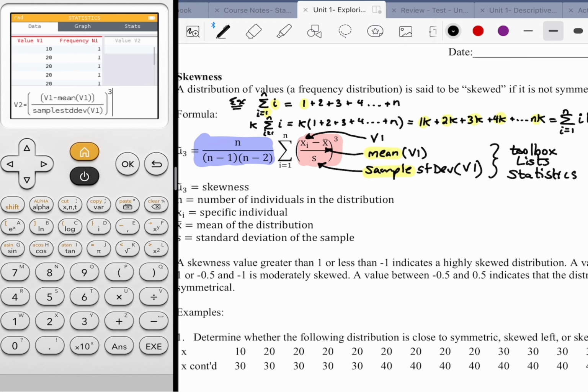Yeah, the x to the y button for the power, for any power. Oh, I can do that all over again.